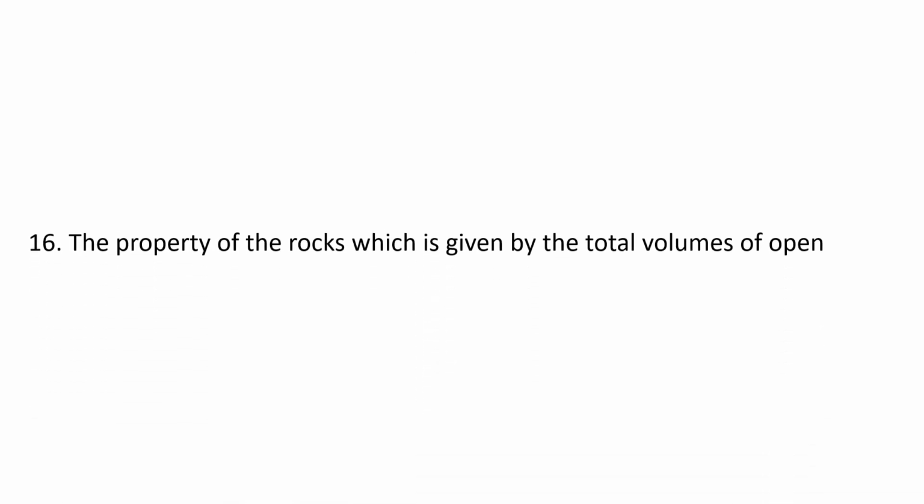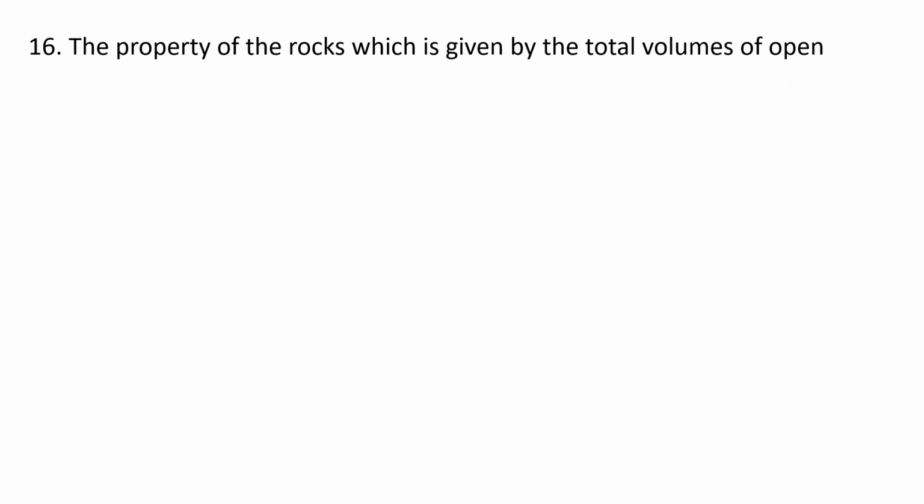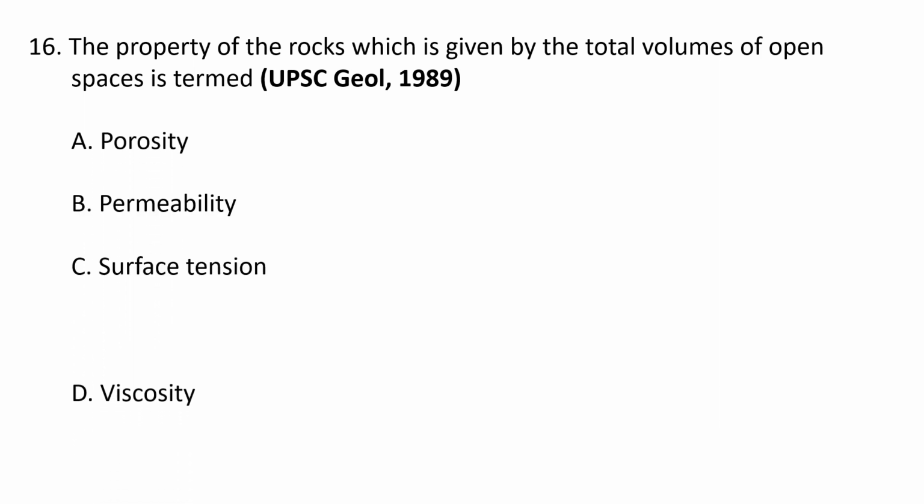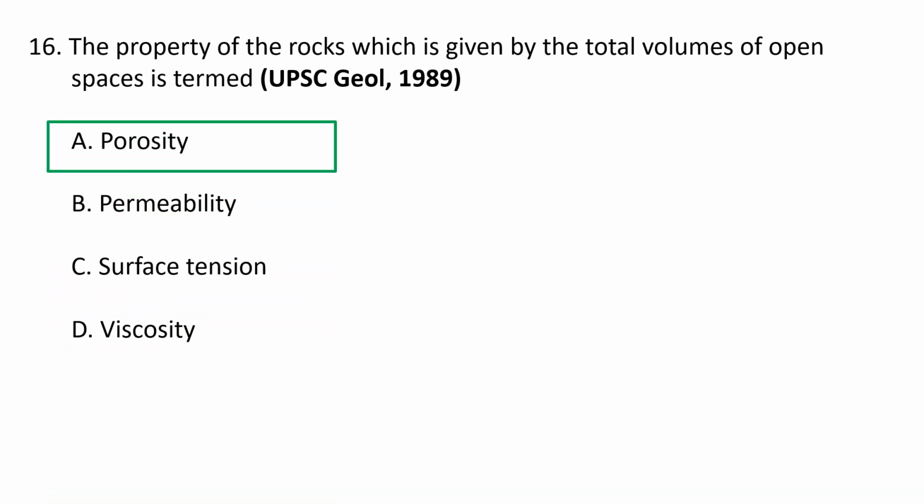Next question. The property of the rocks which is given by the total volume of the open spaces is termed as, this is also a very simple definition. A. Porosity, B. Permeability, C. Surface tension, D. Viscosity. So generally porosity is nothing but the property where the rocks have the total volume of the open spaces. It is known as the porosity.